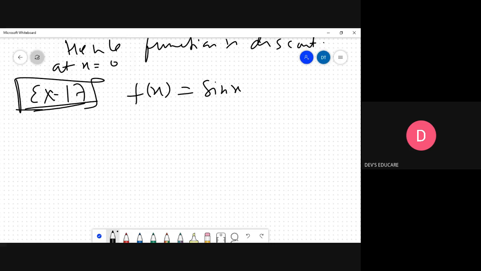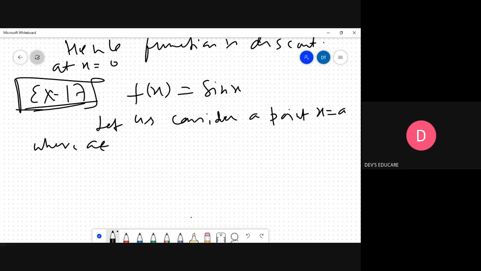So what we take, let us consider a point x equals a, where a belongs to, obviously, the real numbers. We shall check the continuity of the function.